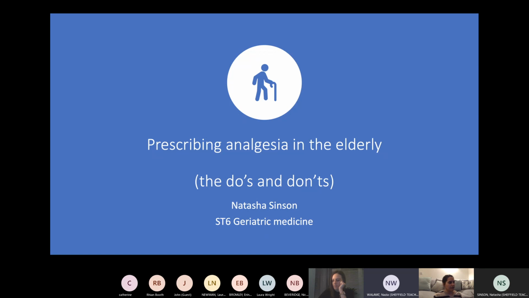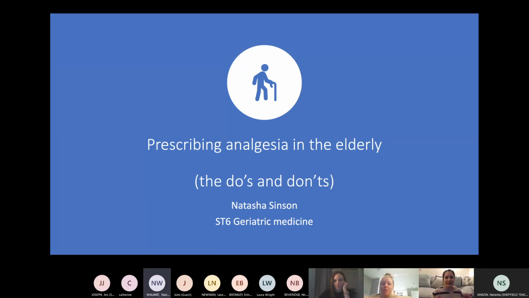So this week I've got prescribing analgesia in the elderly, sort of the do's and the don'ts. I have to slightly apologise to begin with because this week has been incredibly busy and the slides probably are just not as good as I wanted them to be, but hopefully it's still useful and you can weed out the good information out of some of the maybe slightly busier slides than they were last week.